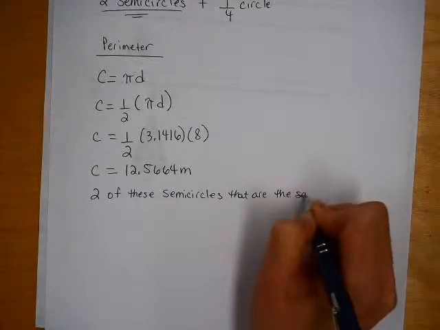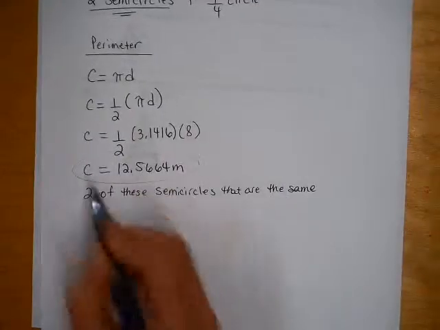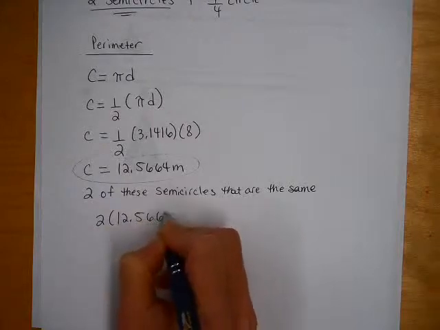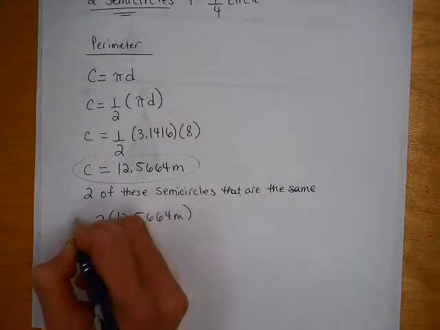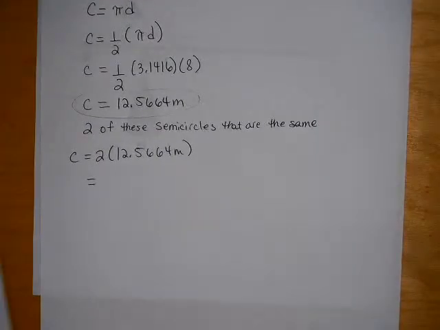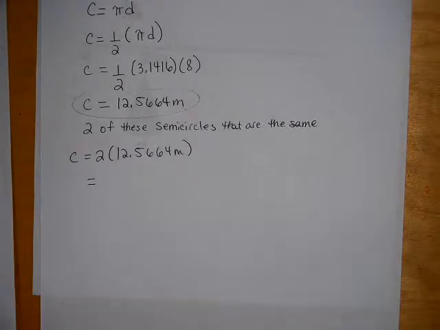So that means that I'm going to go back and double this. So 2 times 12.5664 meters means the circumference for the 2 semicircles. And by the way, if you put 2 semicircles together, you really have the full circle. So that would have been another approach to it.